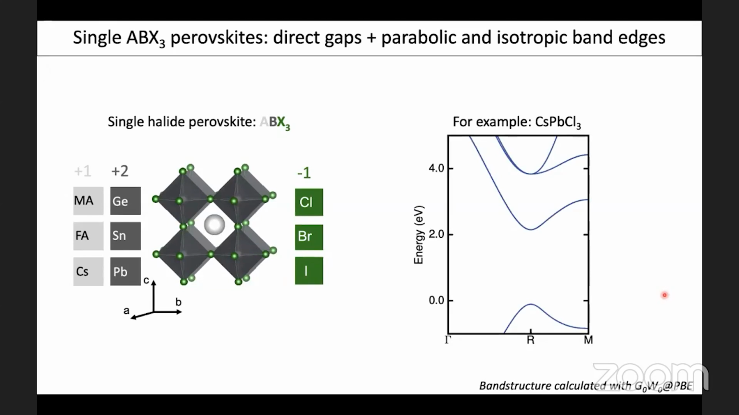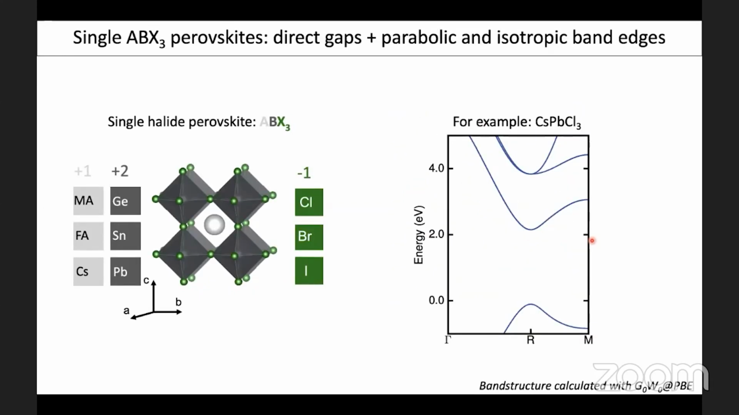All of these materials have in common that they have a direct band gap that is usually also characterized by quite disperse band edges, which are close to parabolic and very isotropic. So the example that you see here is basically cesium lead chloride, but the band structure of other single perovskites such as methylammonium lead iodide also looks very, very similar.